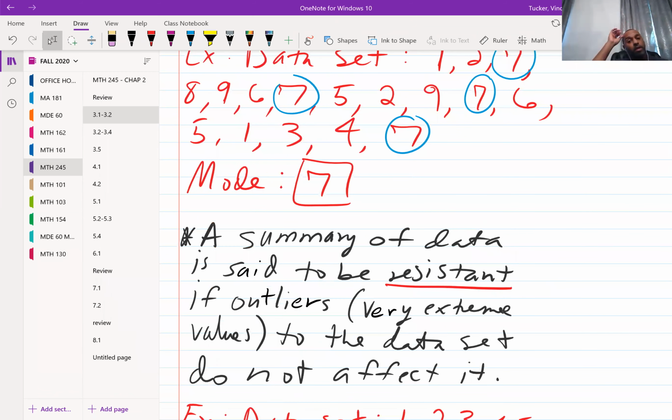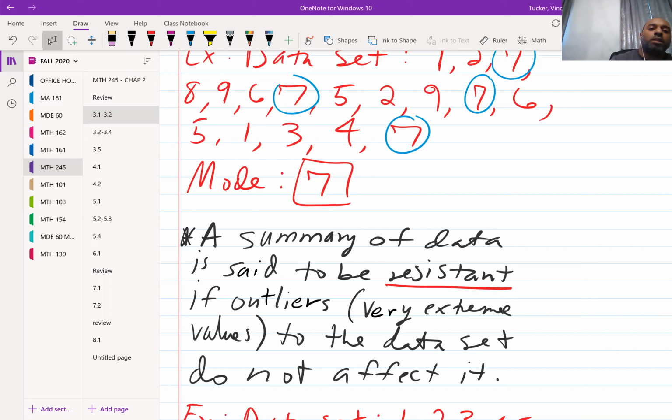All right. So a summary of data is said to be resistant if outliers, in other words, very extreme values, should have come across that term in your definitions, talking about very extreme values, whether very, very large or very, very small in comparison to your data set. So a summary of data is said to be resistant if outliers to the data set do not affect it.